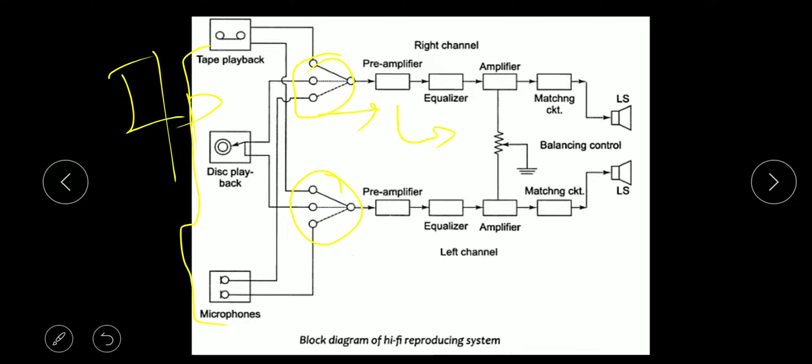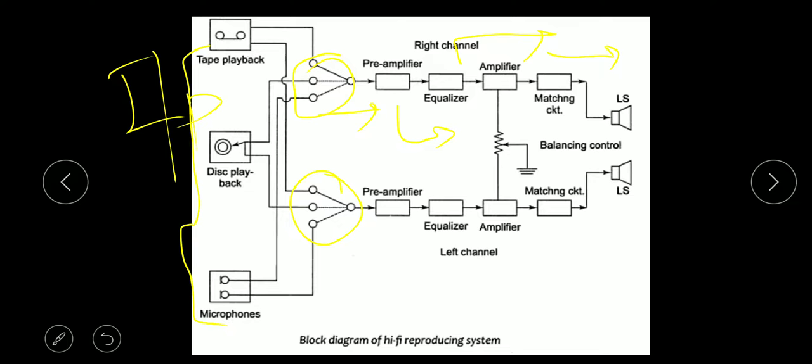Then this differentiated frequency slot is transmitted towards this power amplifier. This power amplifier again provides high gain to that particular signal, and then it will move towards the matching circuit. The matching circuit has the characteristics to match the loudspeaker and amplifier input and output so that we will produce the proper output at the loudspeaker.